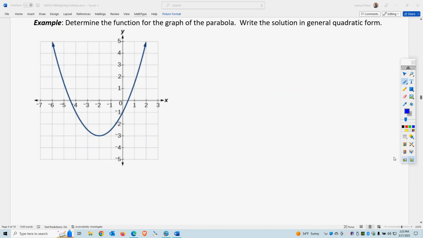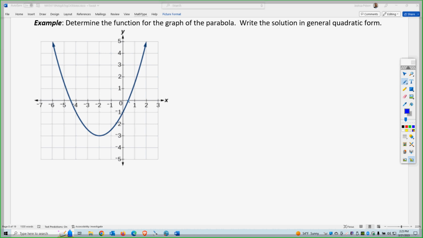Well, these x-intercepts are clearly not very nice, and who knows what they are. They're point something and -4 point something, who knows. But I do in fact know the vertex, which is (-2, -3). So that's definitely my h and k. So I think vertex form is the way to go. So y equals a(x minus h) squared plus k.